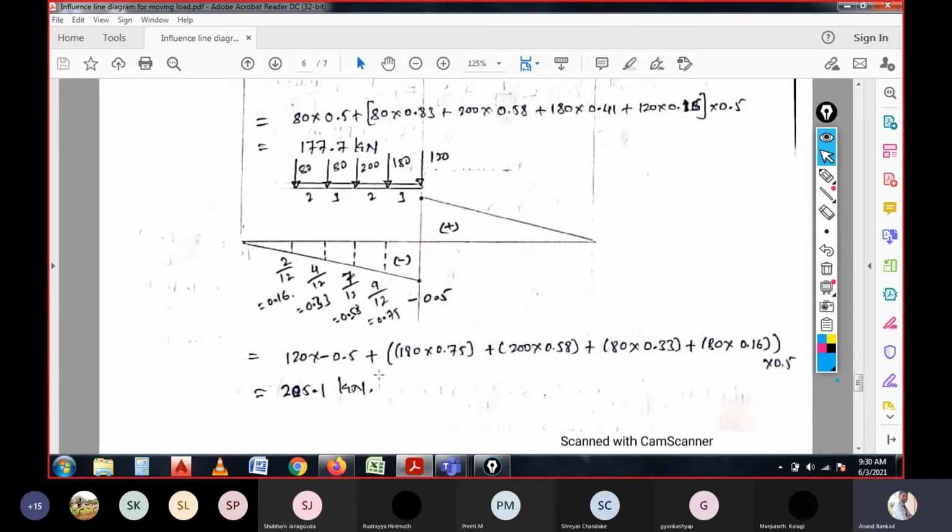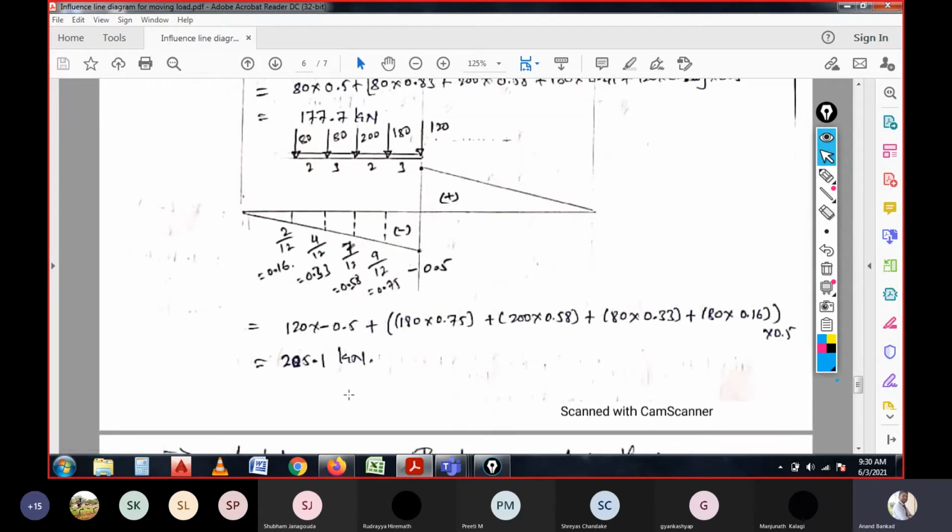at the time of consideration, it is to be shown with the values only, the complete value only. It is not said to be negative or positive, because the shear force value is to be stated, but whether it is negative or positive, the impact of the shear will be the same on the section. That is the case. And then 120 into 0.5, and the remaining loads are multiplied with the coefficient values, 180 into 0.75, and so on, and at the end of the calculation we have got 205.1 kilonewtons.